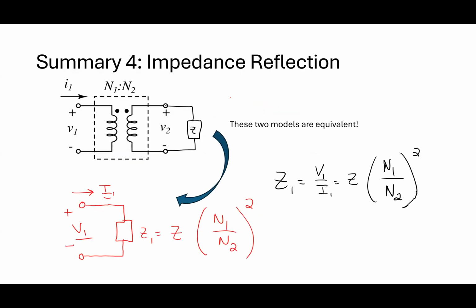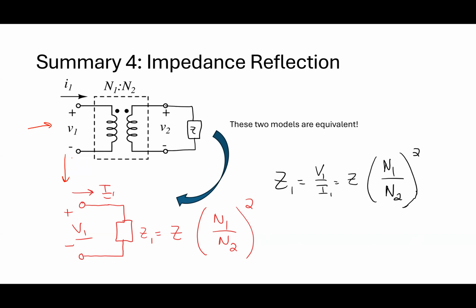Then we talked about the impedance reflection property. If I have an ideal transformer and I put an impedance on the secondary side, I can reflect that over to the primary side and basically convert this circuit into this circuit. From the perspective of the terminals, they're equivalent to each other. And I have the turns ratio to do that. Now, if I was trying to reflect something from the primary to the secondary, what would I do?